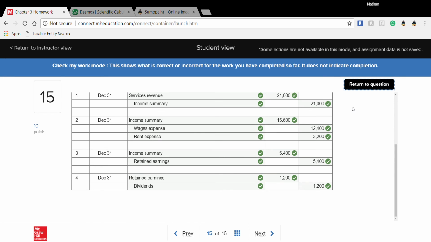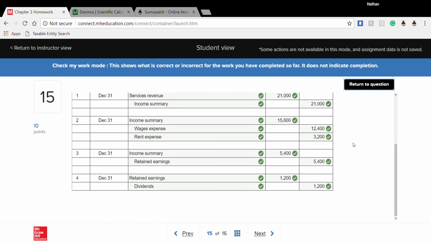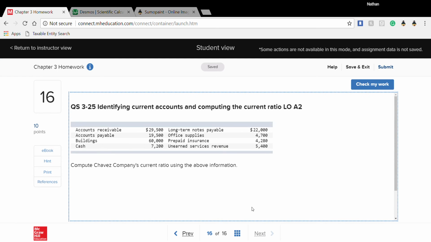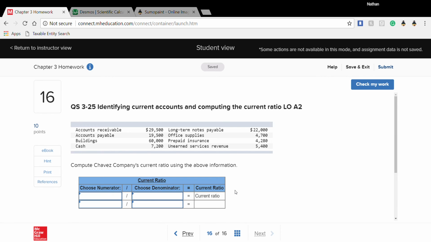Let's see if we got everything right. We do. There's all of our accounts. Good. Totals are correct. Everything's good with 15. So 16. Current ratio.